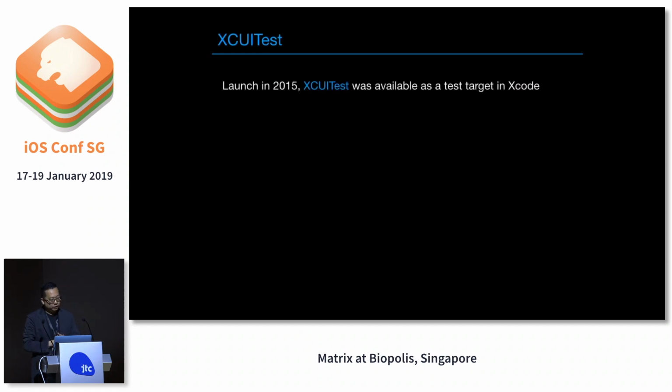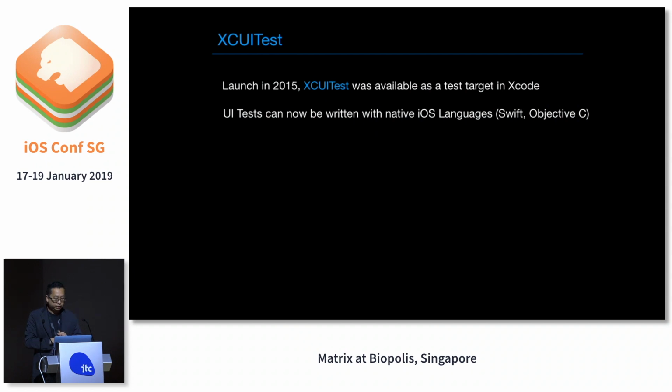So XE UITest was launched in 2015, and it became available as a test target in Xcode. It was an amazing milestone because XE UITest can now be written with native iOS languages like Swift. And since then, XE UITest has become Apple's recommended iOS UI automation tool. It is not difficult for us to write an XE UI test case.